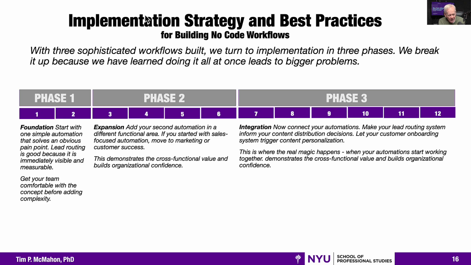Get your team comfortable with the concept before adding complexity, which comes in phase 2. When we expand, adding your second automation in a different functional area, for example, would be a good move. If you started with sales-focused automation, move to marketing or customer success. This demonstrates the cross-functional value and builds organizational confidence, and we're starting to spread the idea across the company.